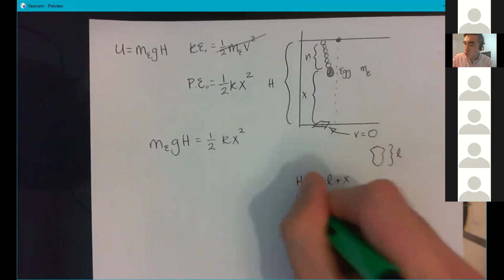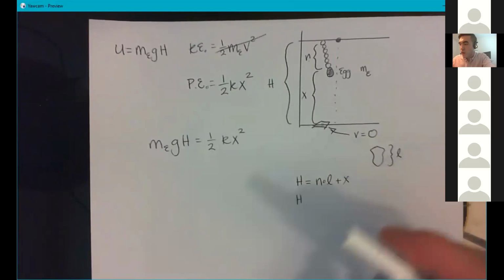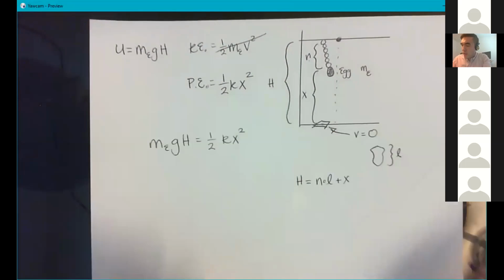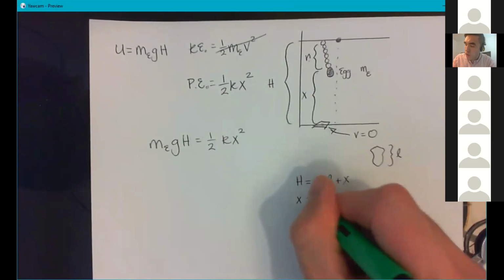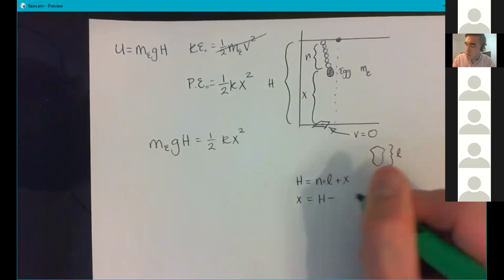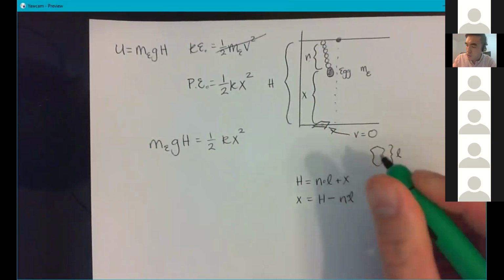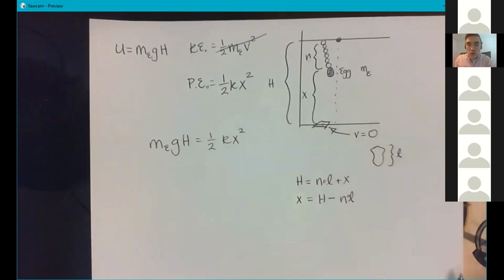And so I'm sorry, we're solving for X. X is going to be equal to the height of the classroom minus the natural length of the rubber band chain, minus N times L. So that's one thing that we would have to substitute in here.